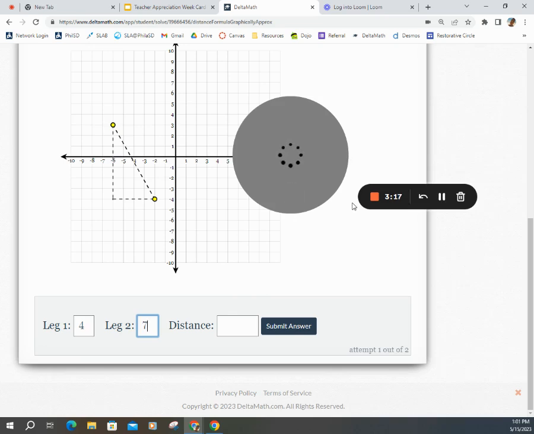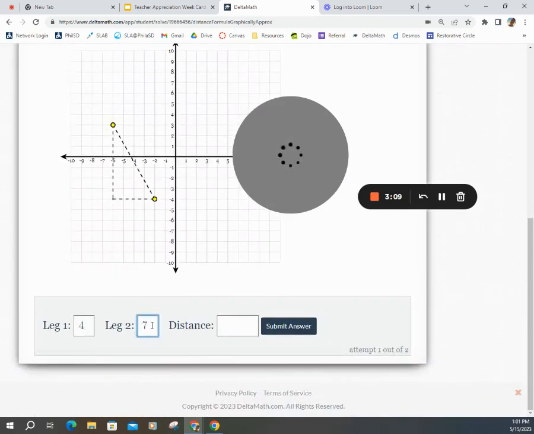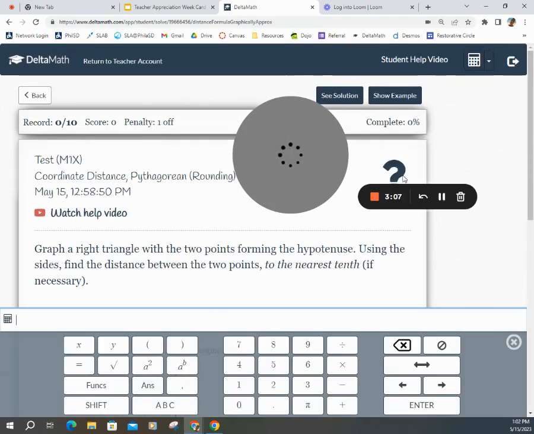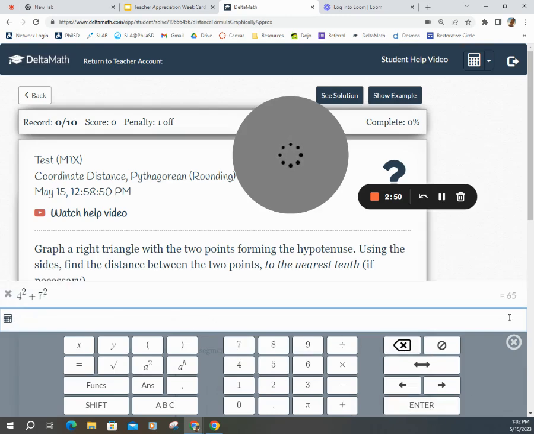Then in order to find the diagonal distance, that would be the hypotenuse of our right triangle that we created. So we know that a squared plus b squared equals c squared. So it would be 4 squared plus 7 squared equals c squared. So 4 squared plus 7 squared equals c squared. So that means that c squared is equal to 65.